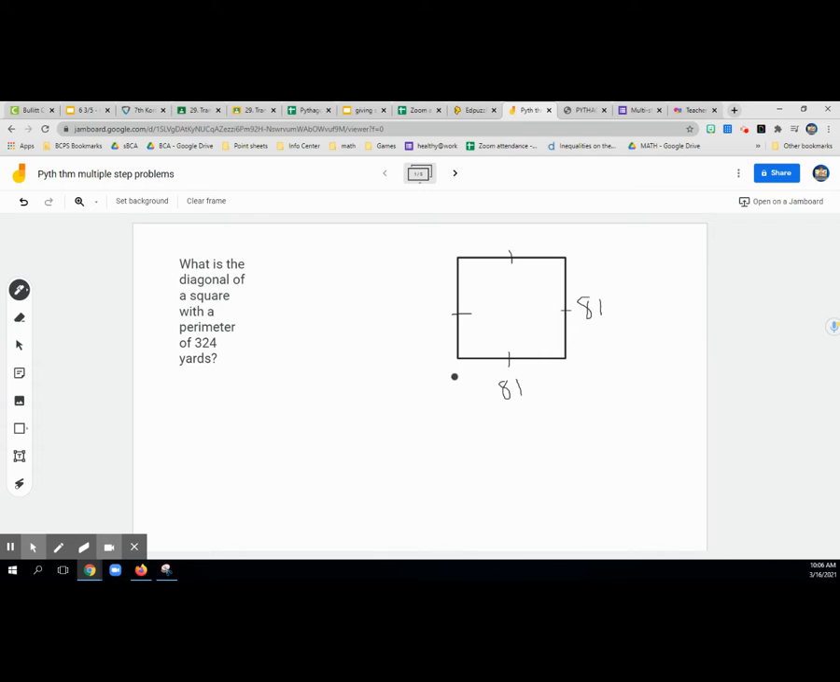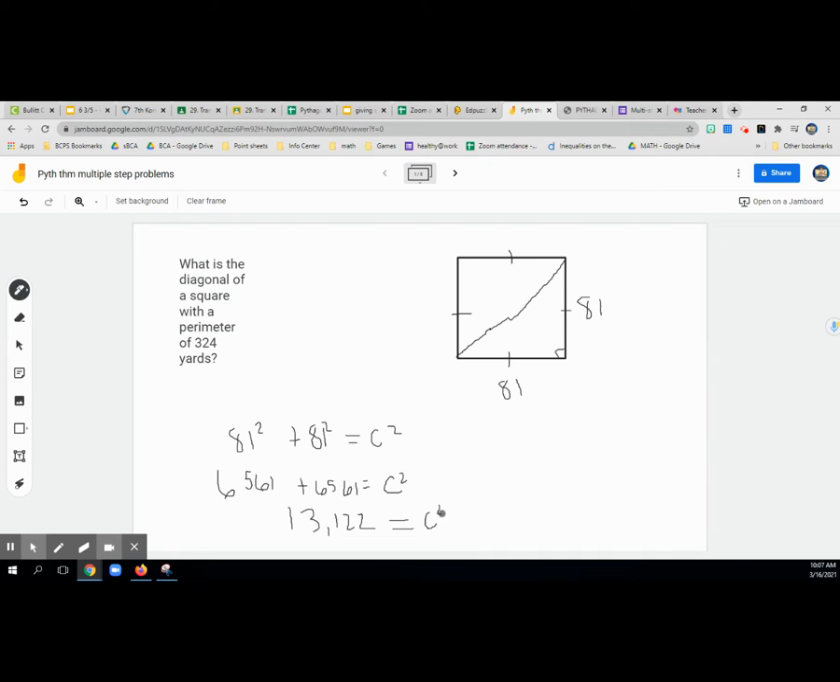From here, we are going to find the diagonal, so we can apply the Pythagorean theorem. We would just do 81 squared plus 81 squared equals c squared. And 81 squared is 6,561. And then we need to add it to itself, and that gets us 13,122. That's equal to c squared.